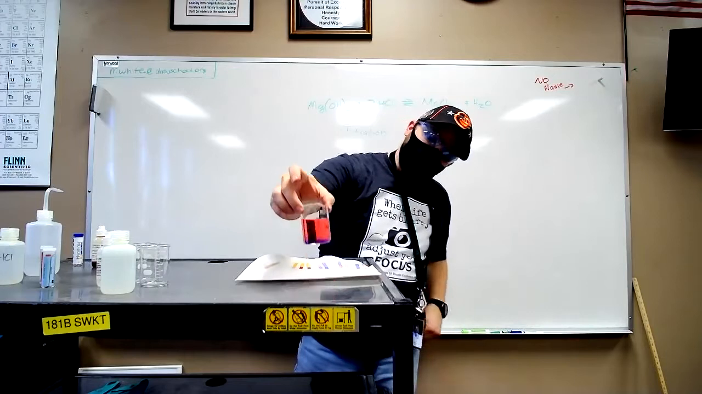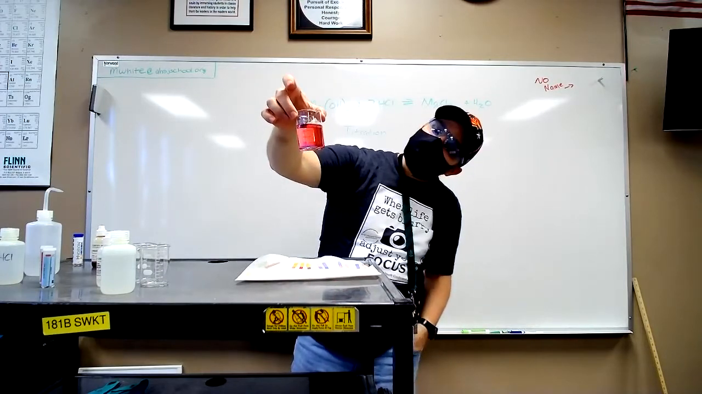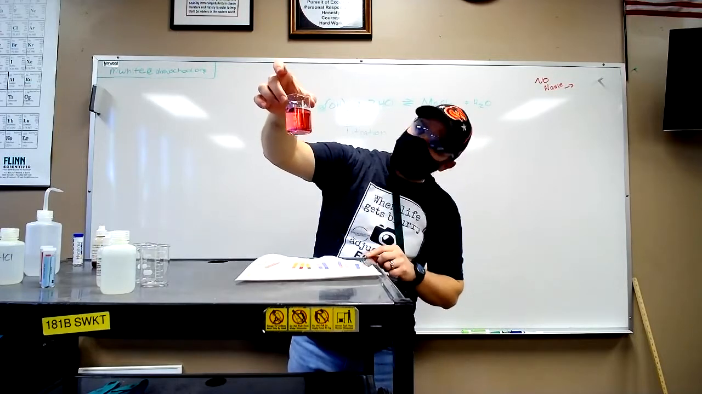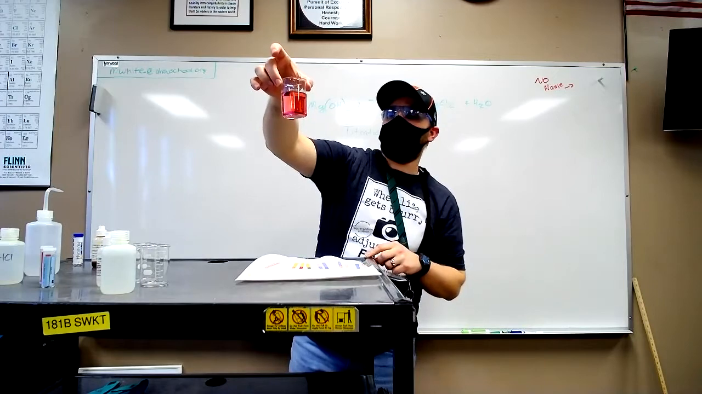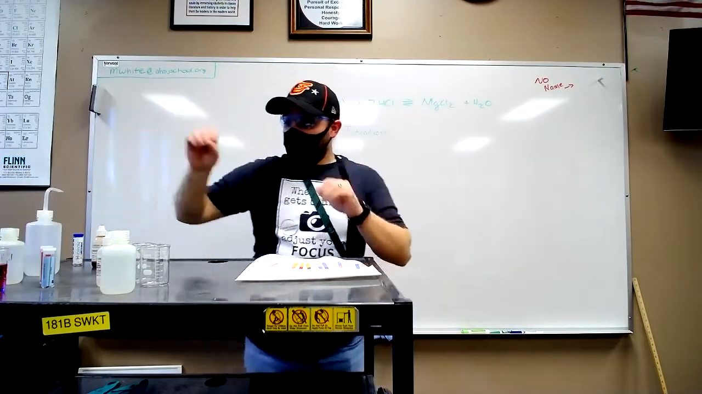So that's a universal indicator. It gives us a wide range. Okay. You can actually see that there's still a layer of purple on the bottom because it hasn't mixed well. As it sits, that will all go to equilibrium.